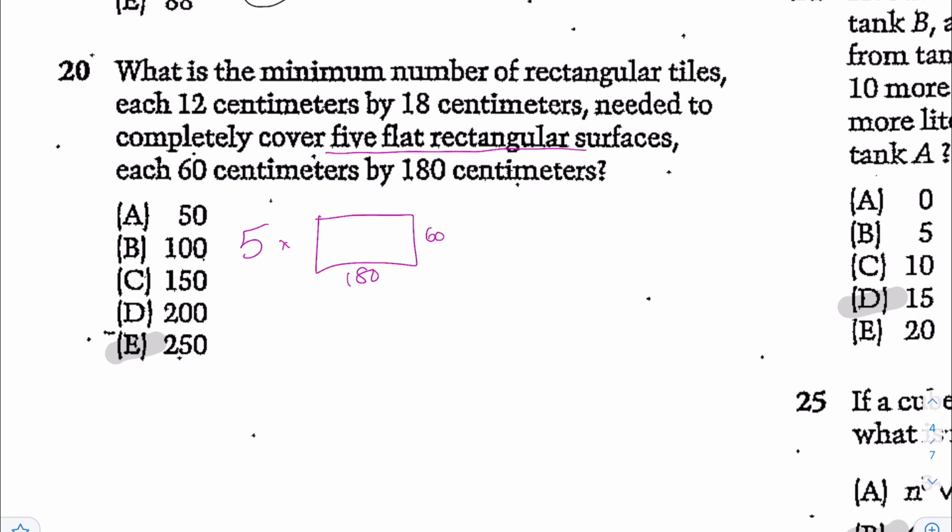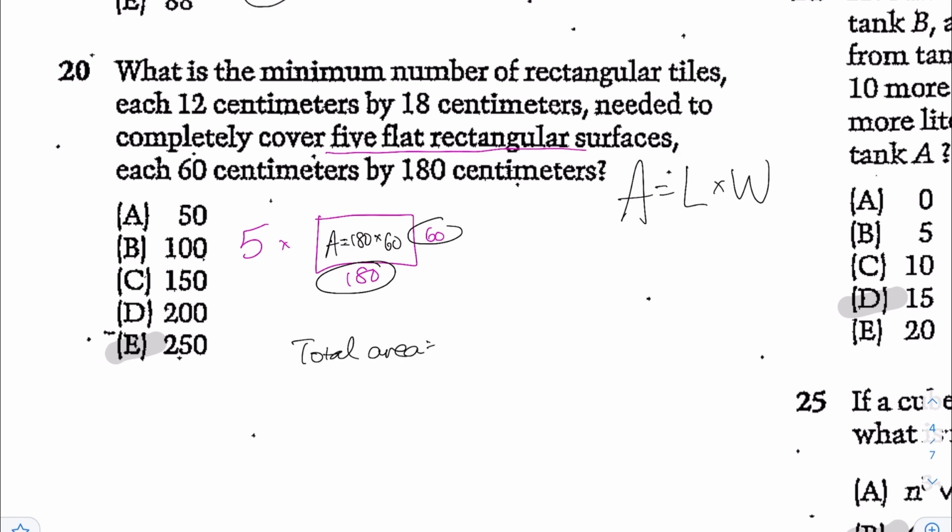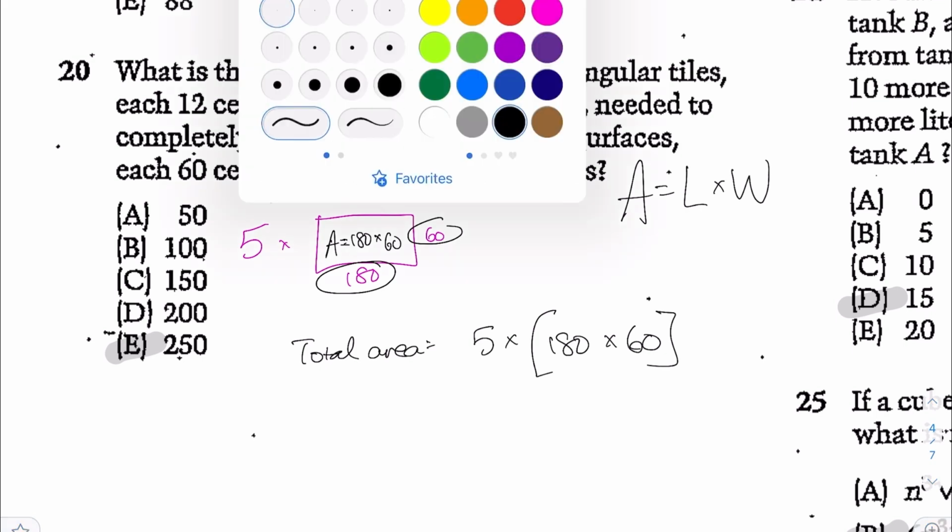So this is really an area problem, and the area of a rectangle is length times width. So that's the formula we're going to be using. So here you have to multiply 180 by 60 to get the area. And you have to multiply that by 5. So the total area is going to be 5 times the area of one of these, which is 180 times 60. Now, don't actually multiply it out because we're going to end up dividing anyway.